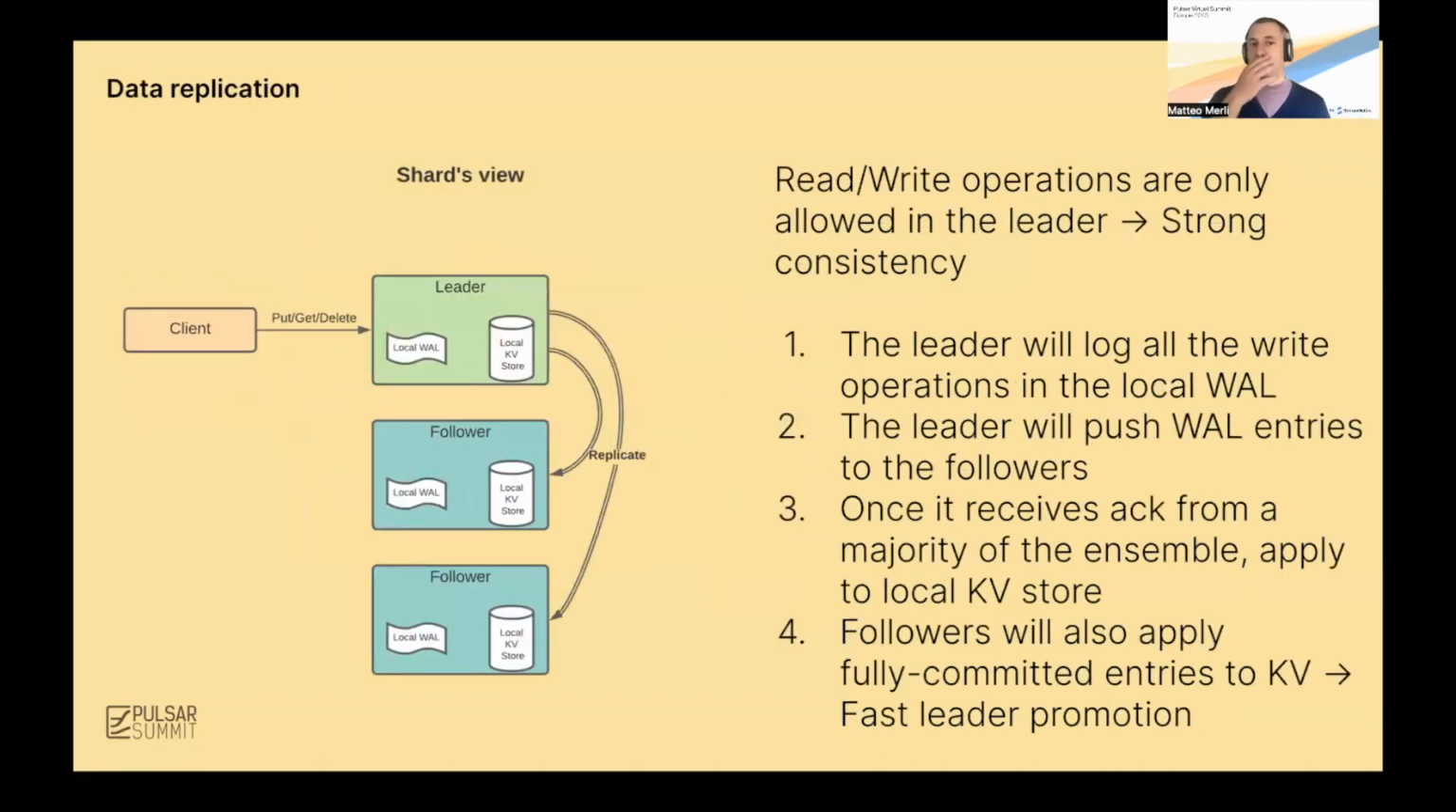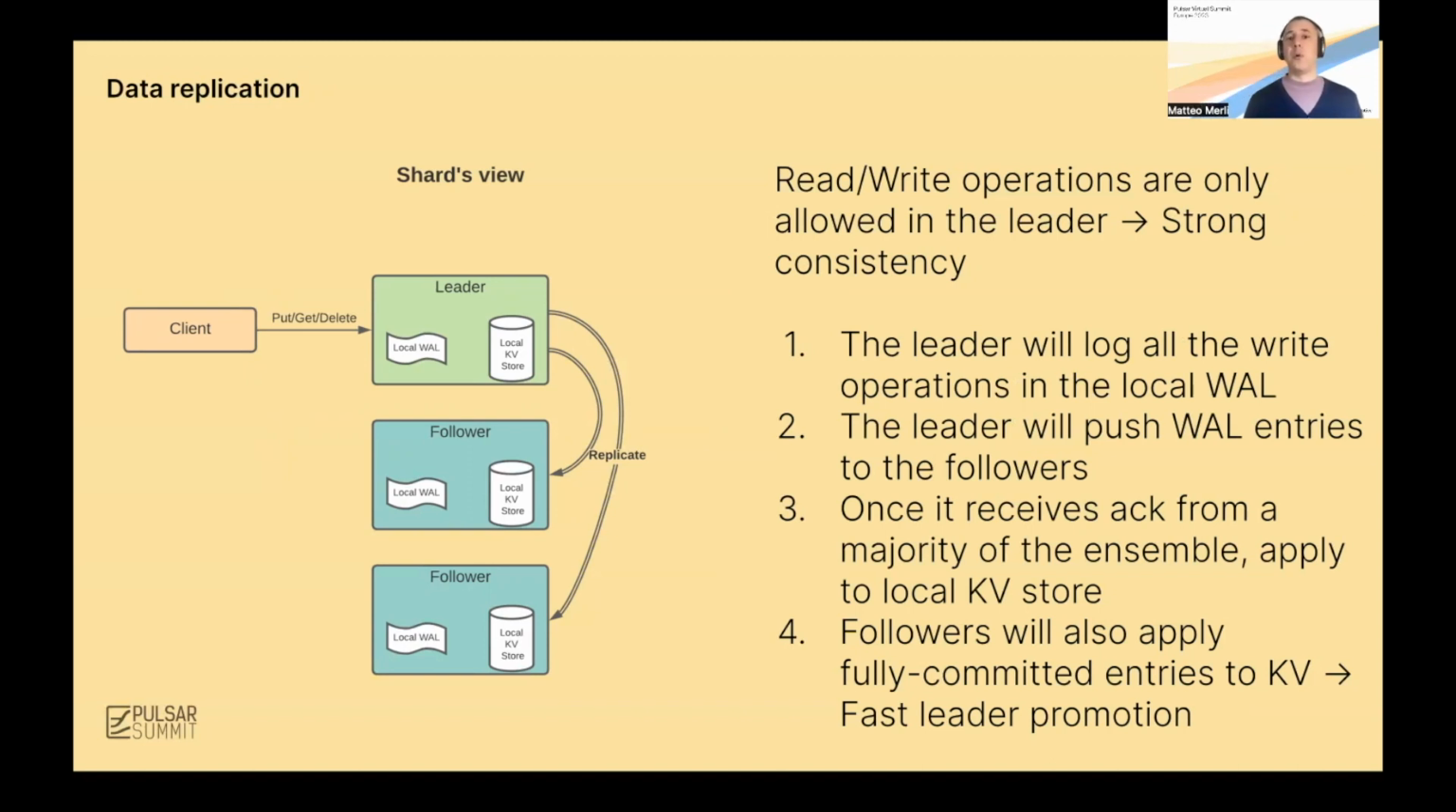If you're looking a bit more in depth at how data is replicated, there is a leader for shards, elected by the coordinator, and there are followers. Depending on how many replicas you want to have, there will be more or fewer followers. All the reads and writes go through the leader, and the leader pushes all the updates to the followers. Whenever the leader receives enough acknowledgements, it will also apply the update to the local key value store. First it gets applied to the write ahead log, and then to the key value store once it is fully committed.